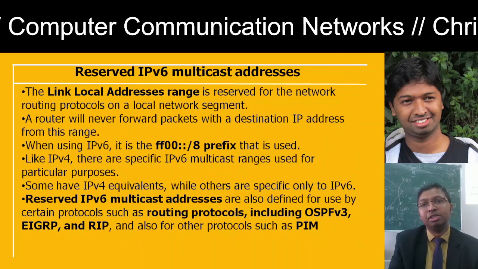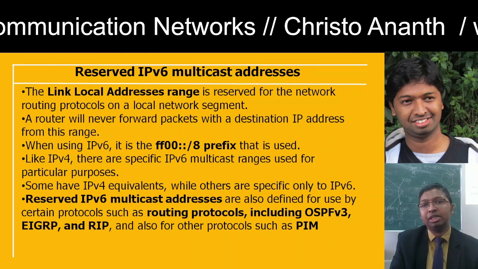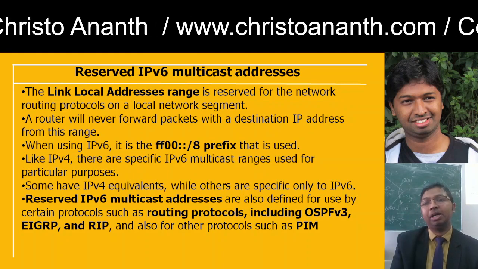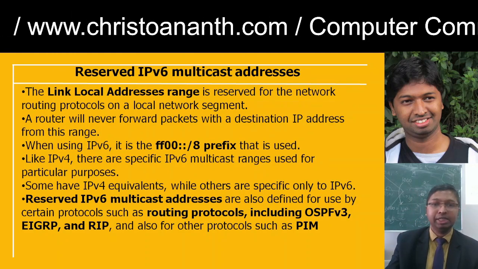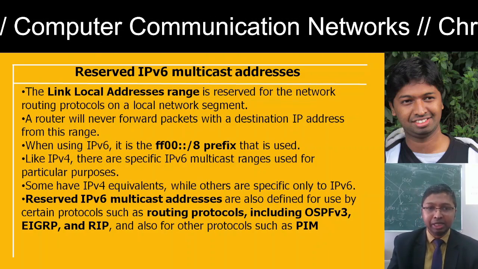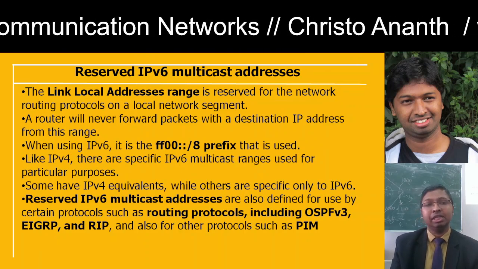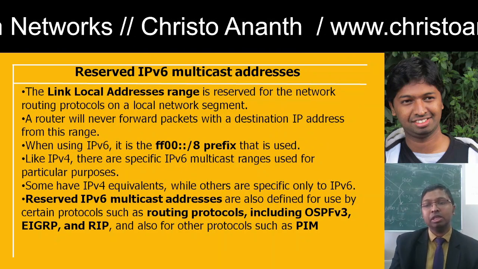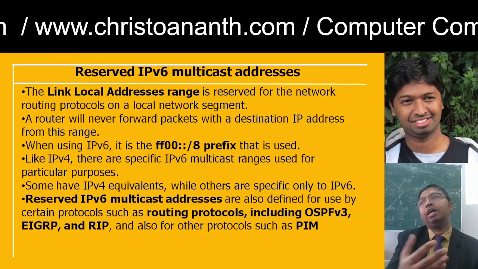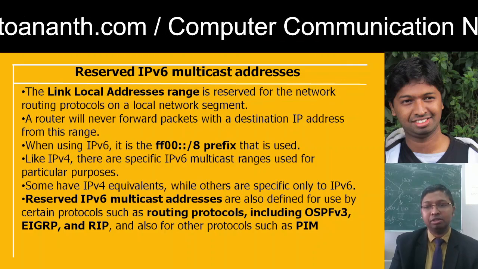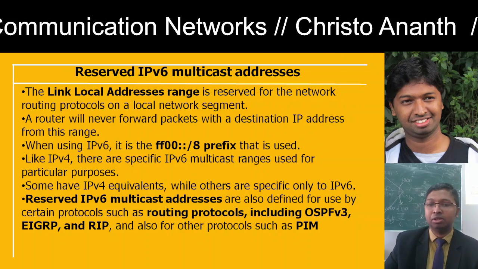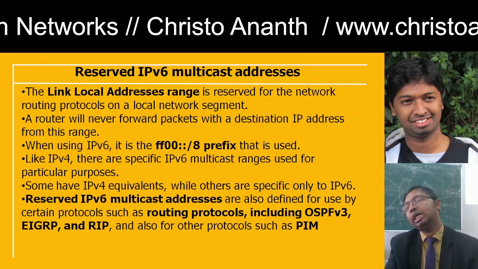And then there are reserved IPv6 multicast addresses. The link local address range is reserved for the local network segment, and the router will never forward packets with such a destination IP address. The prefix is FF02. Like IPv4, IPv6 multicast is used for particular purposes. IPv4 and IPv6 are similar in operation, and there are reserved IPv6 multicast addresses for protocols like Open Shortest Path First version 3, Resource Reservation Protocol as well, and Protocol Independent Multicast.